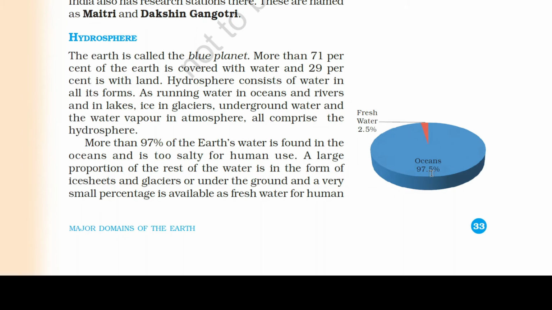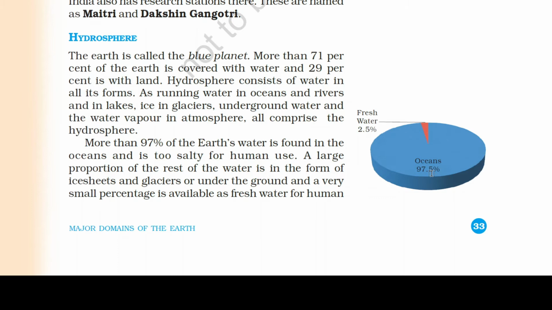Hydrosphere consists of water in all its forms, that is the 3 forms of water: ice, water, and water vapor. So Hydrosphere is running water in oceans, rivers and lakes, ice in glaciers, underground water, and the water vapor in the atmosphere. All these combined make the Hydrosphere.